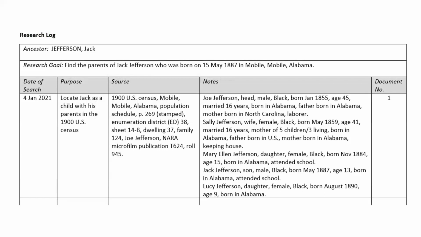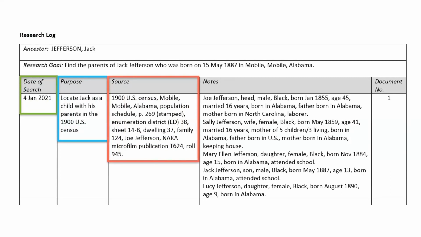When I'm searching for these records, I need to record everything on my research log. Here's an example of what I recorded for one of my searches. First, I put the date of the search. Then I wrote down what I was looking for, or the purpose of my search. Next, I recorded the source I searched, including a full source citation. There are several different ways to record source citations, but no matter which way you prefer, the citation should always lead you back to the original source.